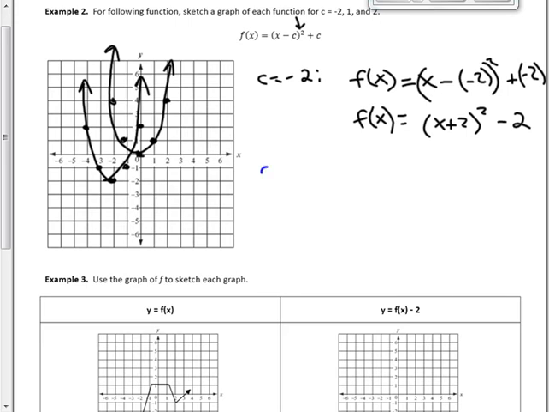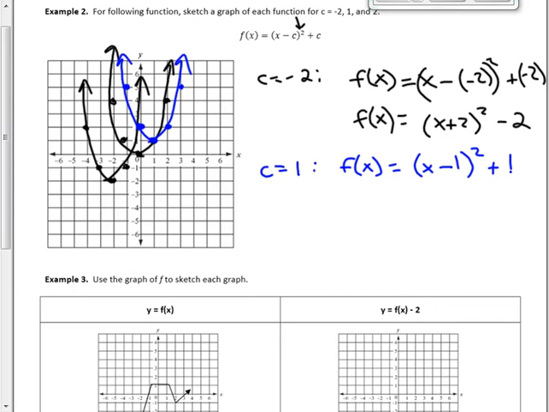Well, let's take a look at c equal to 1. So I've got x minus 1 quantity squared and then plus 1. I've got a minus 1 on the inside. So minus 1 on the inside means that I'm going to move it right 1. A plus 1 on the outside means I'm going to move it up 1. So I'm going to move it right 1 and up 1. And the graph is then going to look something like this. It's going to look exactly the same, except that I moved it a little bit.